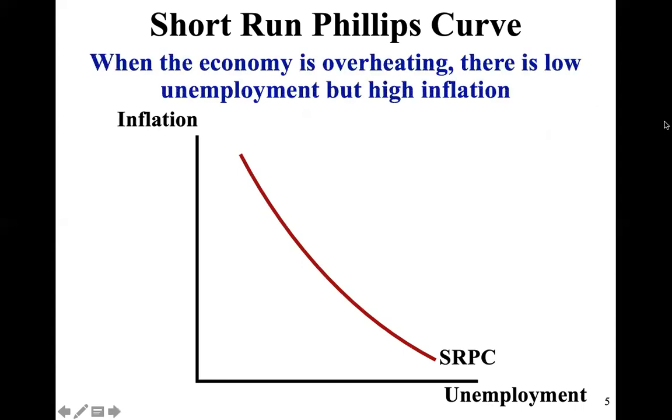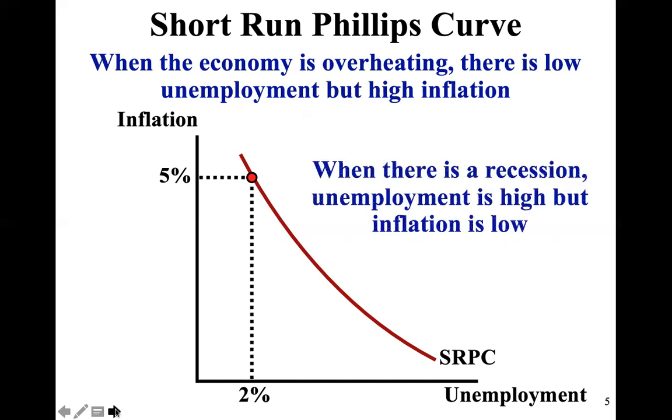Right? What does this curve tell us? Well, all the different points on this curve tell us that when the economy is overheating, there is low unemployment, but really, really high inflation. So that would be like this red point on the Phillips curve. If inflation is high, for example at 5%, then unemployment would tend to be really, really low, for example 2%. And then as you move along the curve, you can move into a different scenario.